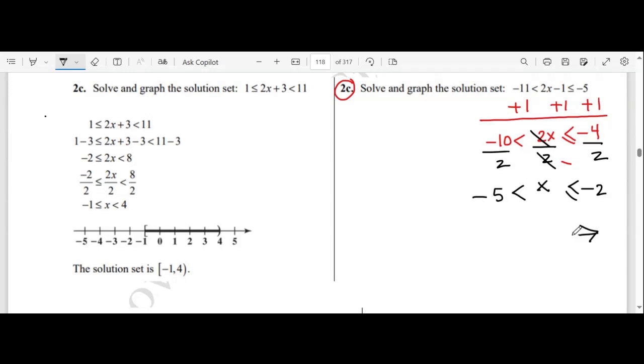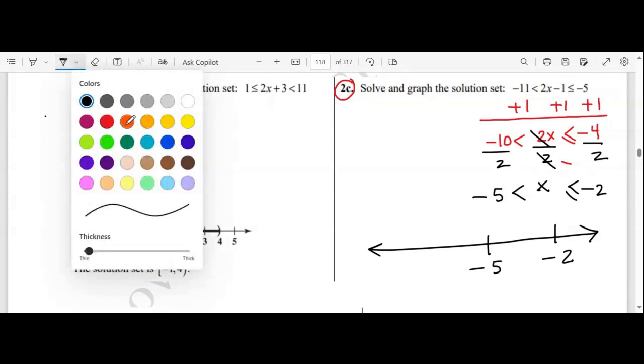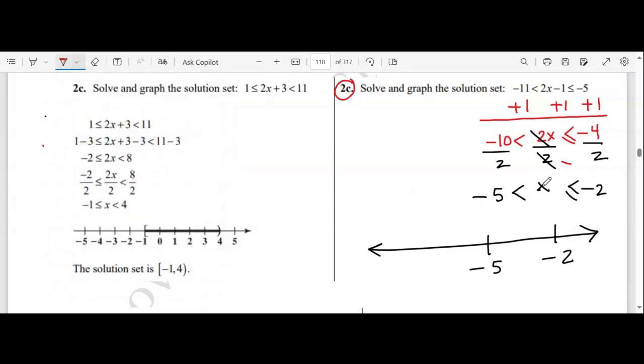Can I graph this? Where is negative 2? Let's say negative 2 is here. Where is negative 5? Negative 5 is here. So he says x is what? X is less than or equal to negative 2. So this is negative 2.